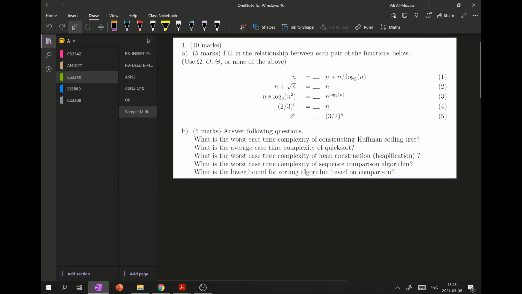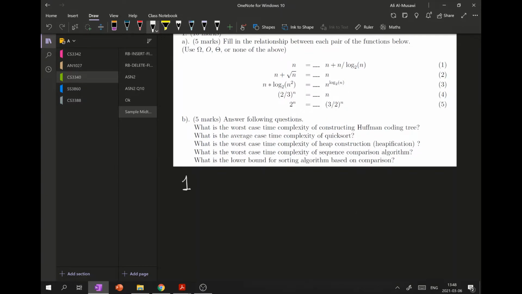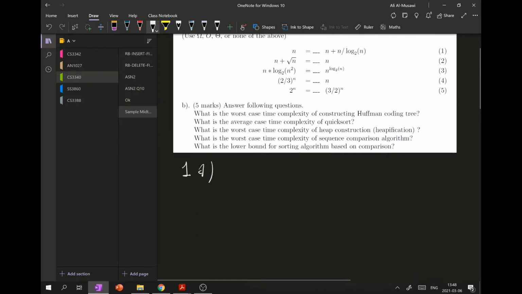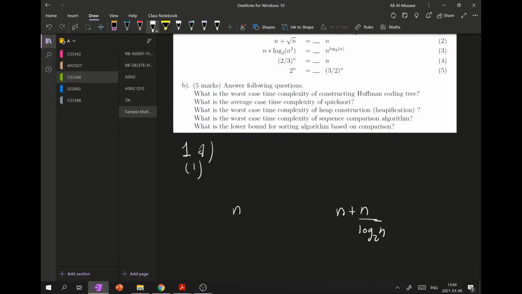I'm going to show you how to solve the first question for the CS3340 sample midterm. Starting with 1a, let's look at this pair of functions that were given. We have n and n plus n over log 2n. Let me just write them here. This is question 1, so I'm just going to write that here.